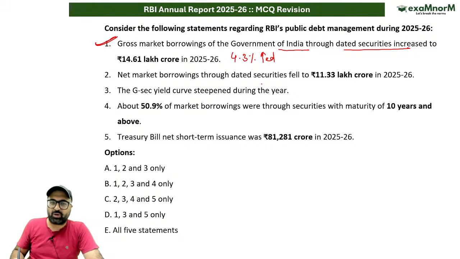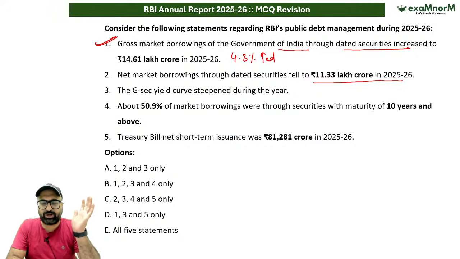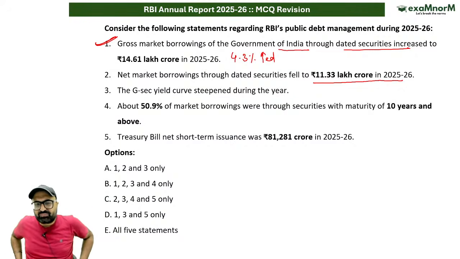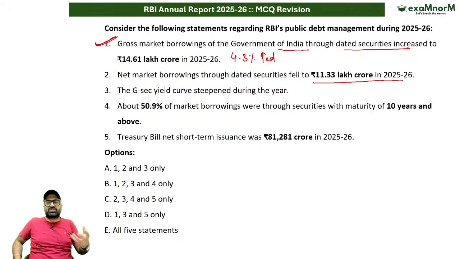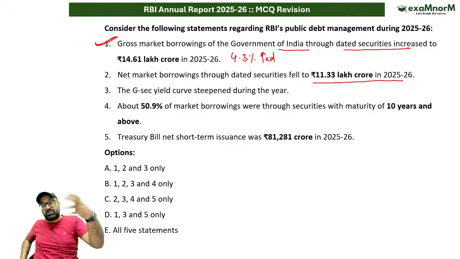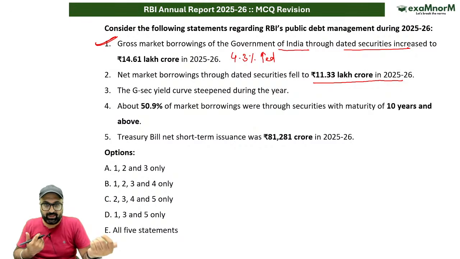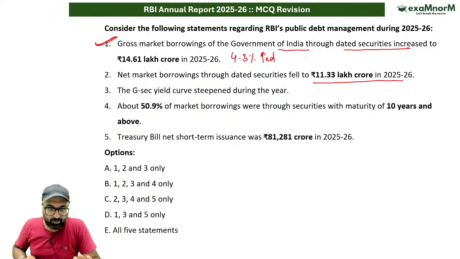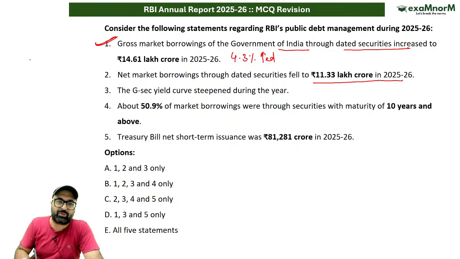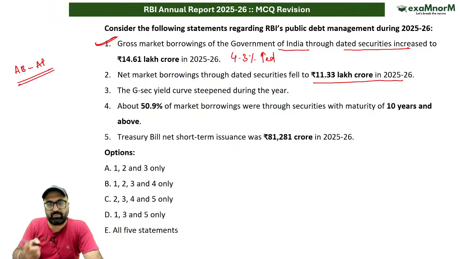Next is the net market borrowing through dated securities fell down to 11.33 lakh crores in 2025-26. अब इन दोनों में क्या डिफरेंस है, इस पॉइंट को समझते हैं ध्यान से. प्लीज पे अटेंशन. On the central government borrowing, the gross market borrowing through dated securities, gross market मतलब टोटल जो आप पैसा बोरो कर रहे हैं, that has increased to 14.61 lakh crore rupees. However, the net market borrowing का मतलब amount borrowed minus amount paid, this net market borrowing has fallen by 2.6% to a value of 11.33 crores.